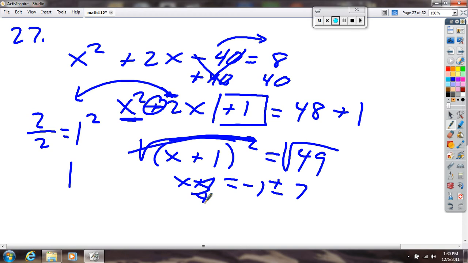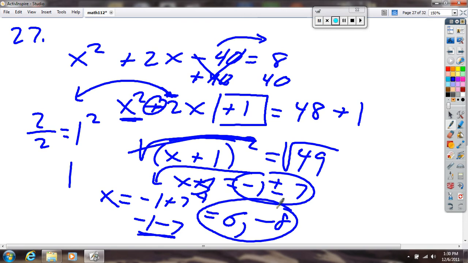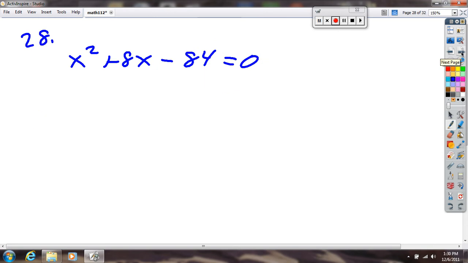They cancel. So I have x is equal to negative 1 plus 7 and negative 1 minus 7. This goes right there, but I have to separate the plus and minus. So negative 1 plus 7 is 6, and negative 1 minus 7 is, comma, negative 8. And those are the two answers. That's completing the square. Here's another one.